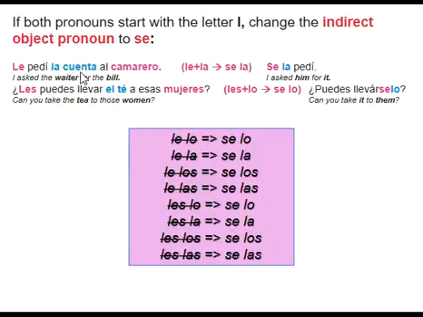Le pedí la cuenta al camarero. You already know that camarero is going to be substituted for le because it's already accompanying el camarero, right? La cuenta, it's going to be substituted for la. So we have le plus la. We're going to have to change it to se la. Se la pedí. And if you had le la pedí, it would be incorrect.